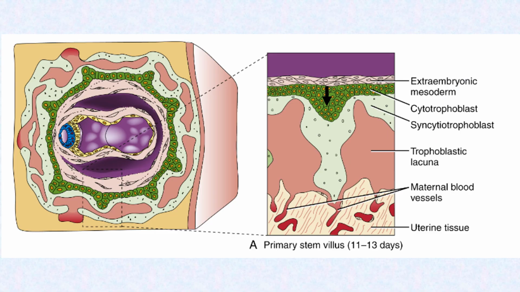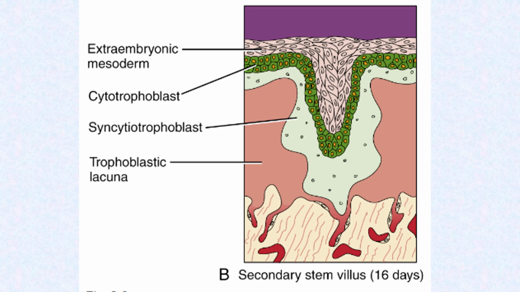Around days 11 to 13, the cytotrophoblasts proliferate into the syncytiotrophoblasts, forming primary stem villi. By day 16, the extraembryonic mesoderm begins to proliferate and invade the center of each primary stem villus, transforming each into a secondary stem villus.